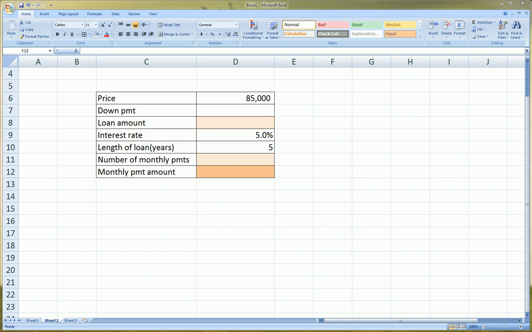Hi guys, today I'm going to introduce you to the payment function. If you haven't used this function already, what it does is calculate the loan payment amount given an interest rate, the length of the loan, and of course the amount of the loan.